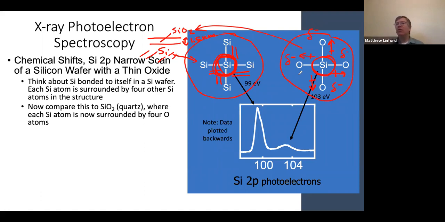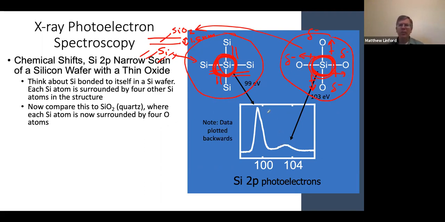They have a more direct attraction to the nucleus. And so the binding energies of the core electrons in this silicon atom are higher than in this silicon atom because of the chemical environment that the silicon is in. Okay, so how does that play out in XPS?